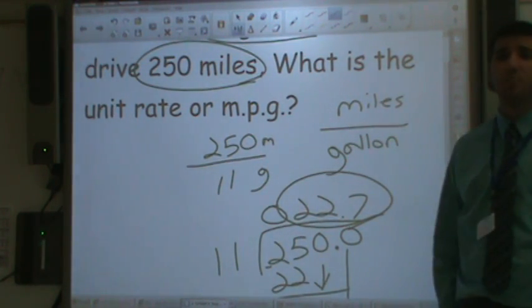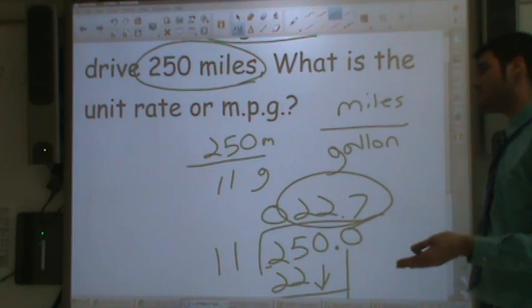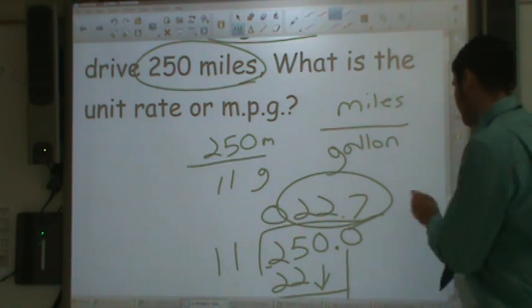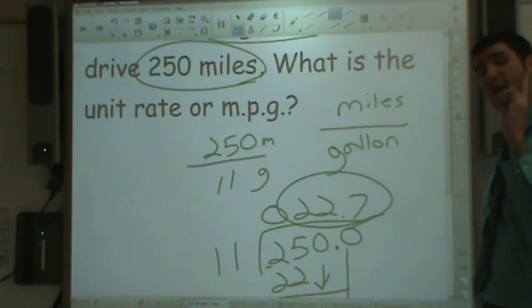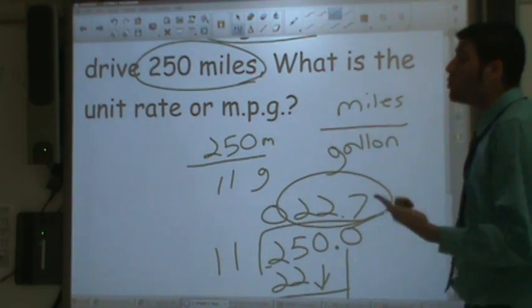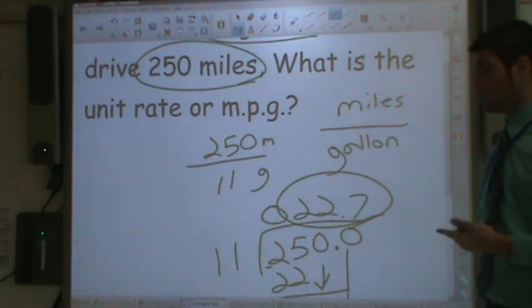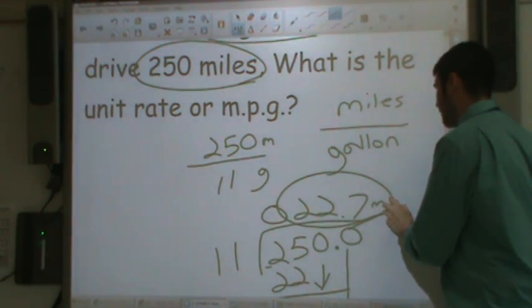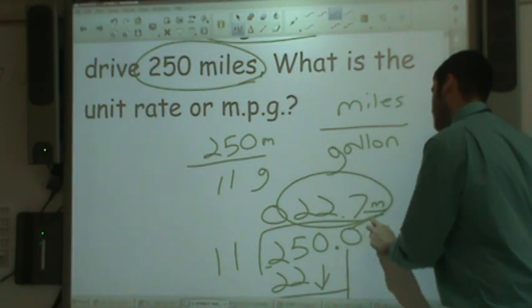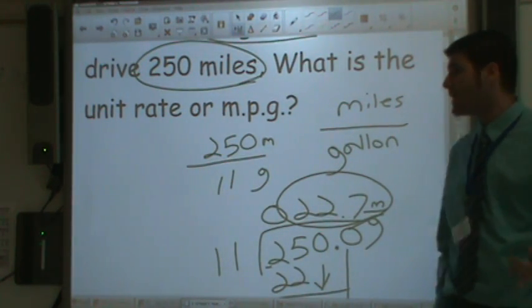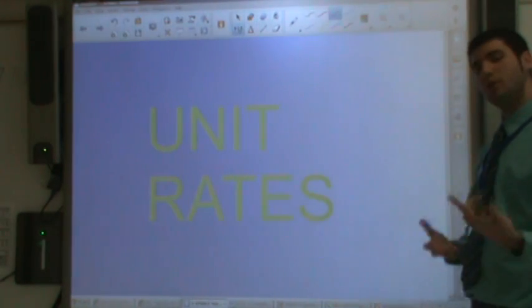Well, that's all great, but what does that mean? It means that for every gallon, so for every 1 gallon, you can go 22.7 miles. Miles per gallon. Miles per gallon. And that has been a lesson on unit rates.